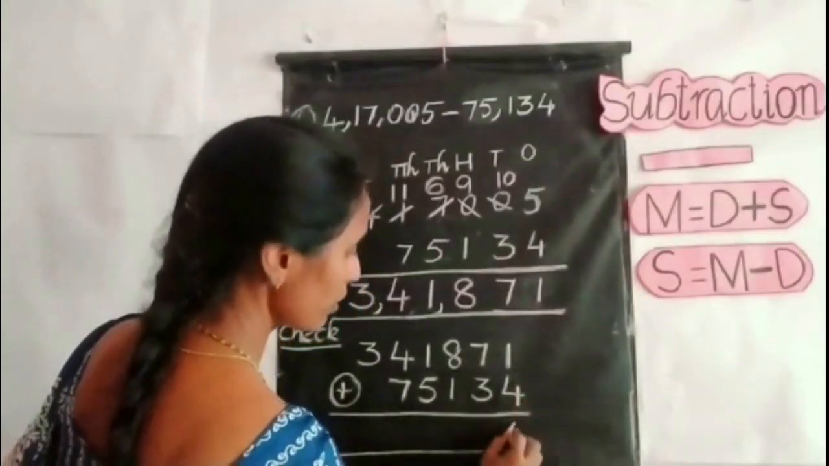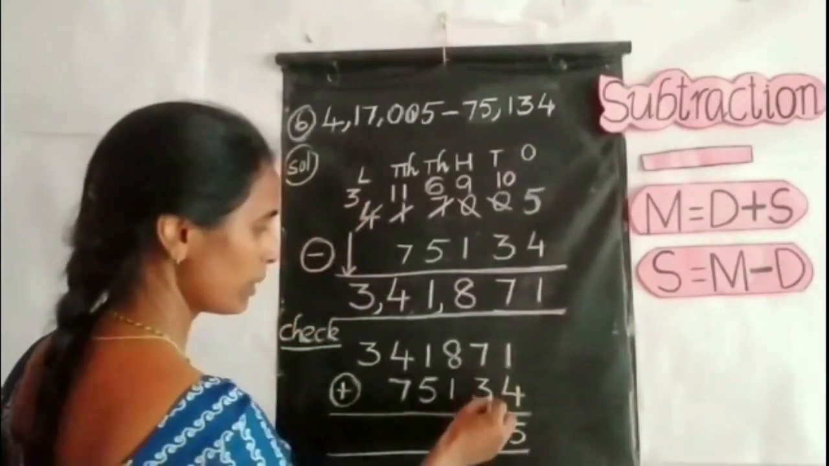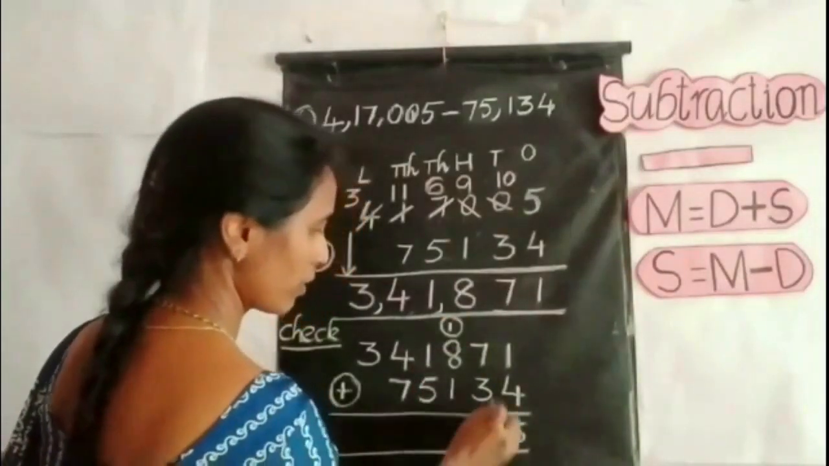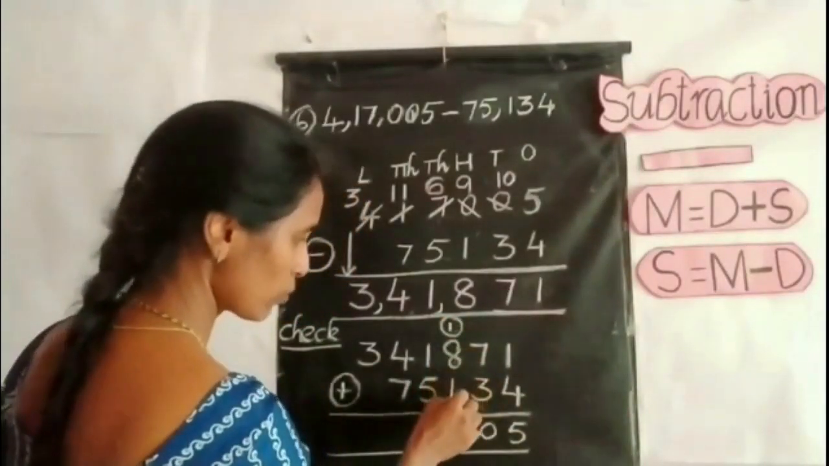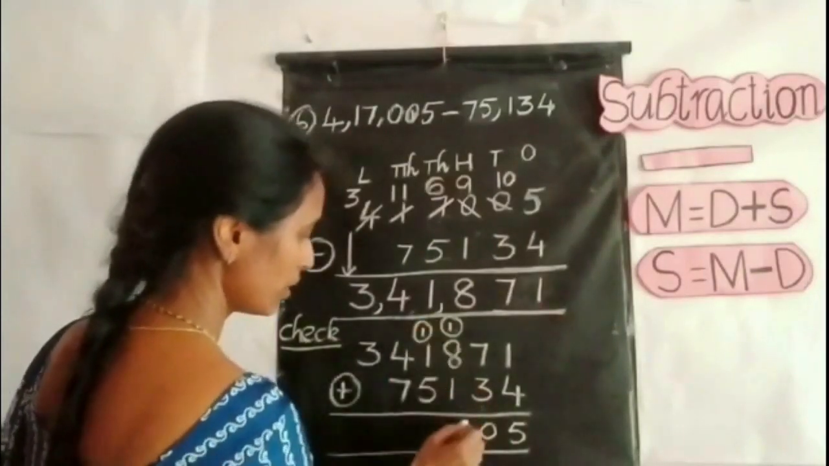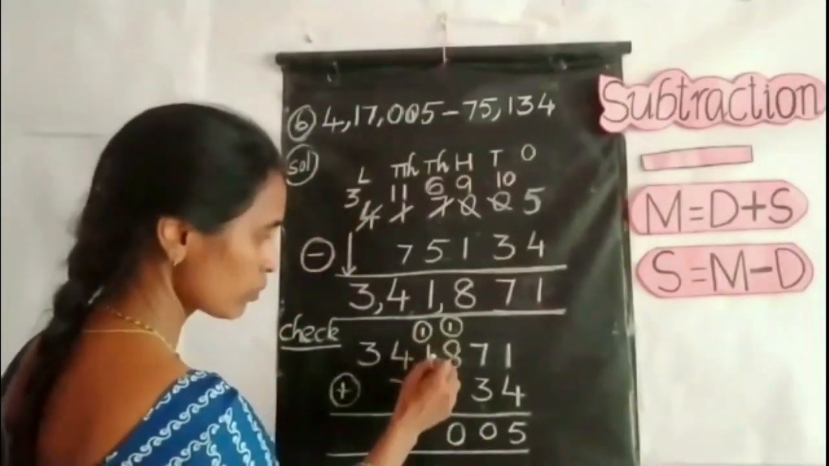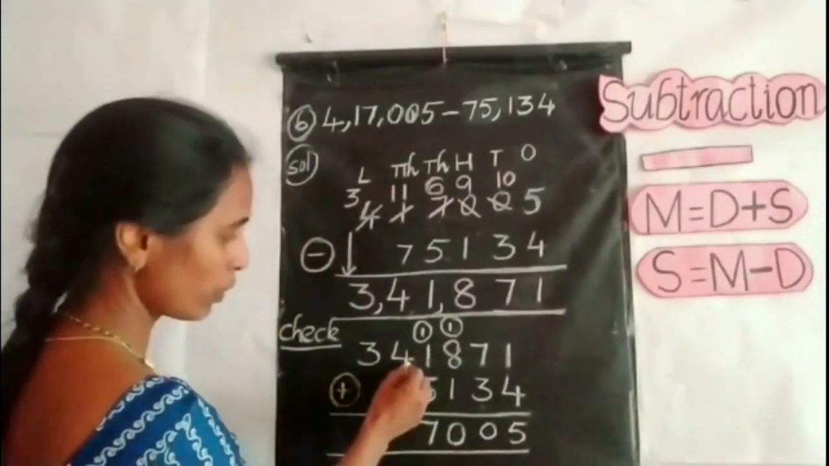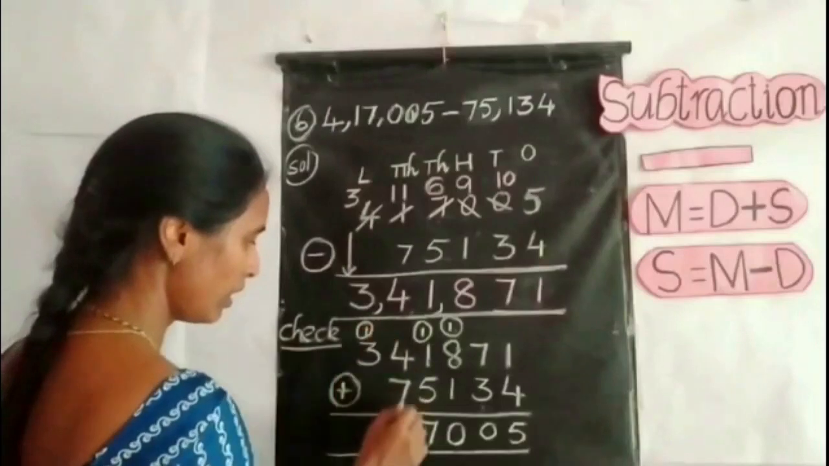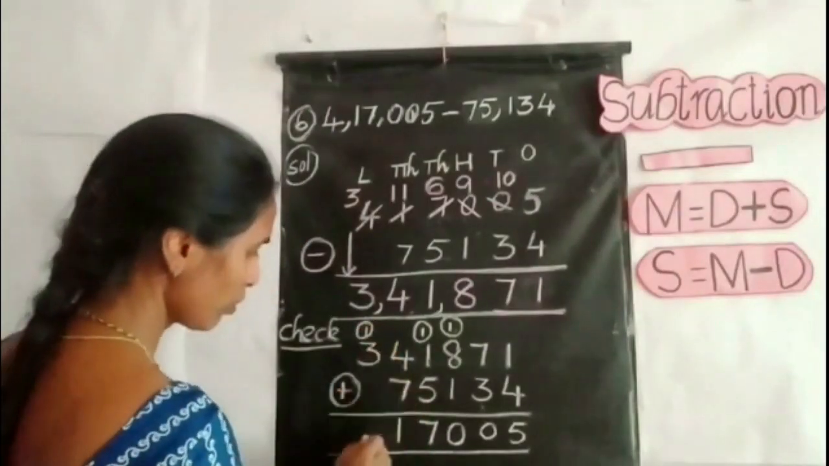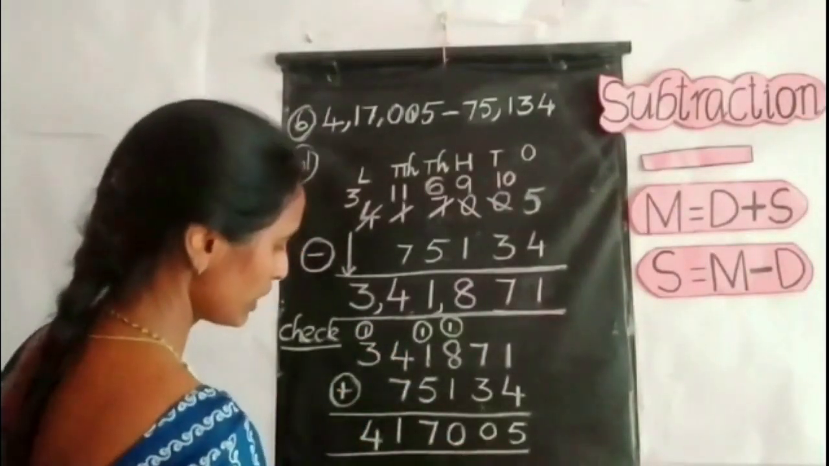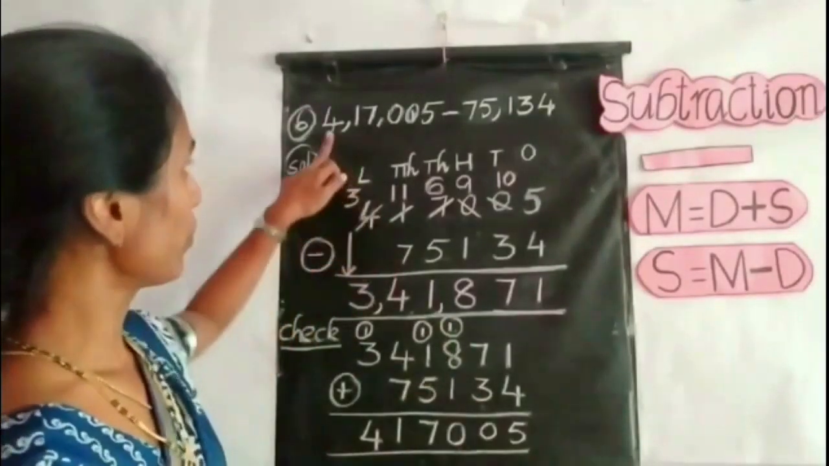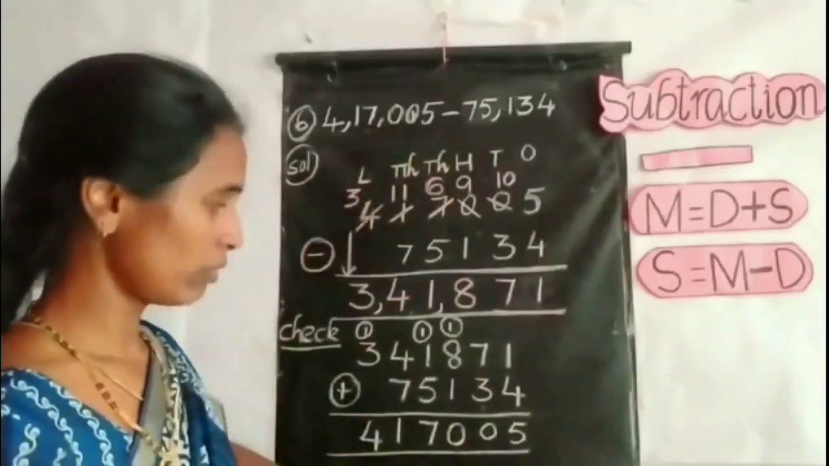1 plus 4, 5. 7 plus 3, 10, carry 1. 1 plus 8, 9. 9 plus 1, 10. 1 plus 1, 2. 2 plus 5, 7. 4 plus 7, 11. 1 plus 3, 4. So what is the answer? 4,17,005. We got 4,17,005 or not?